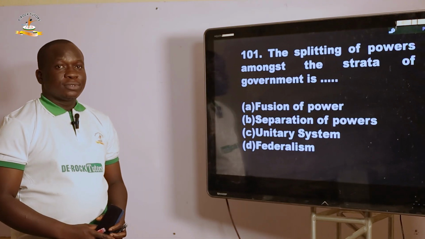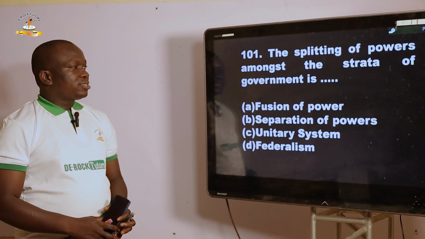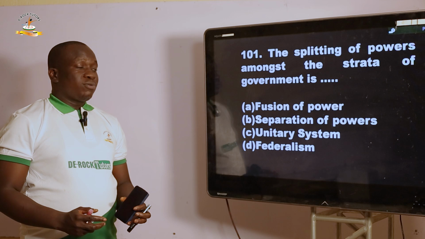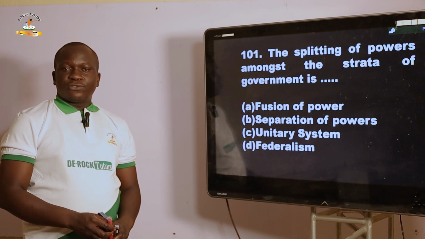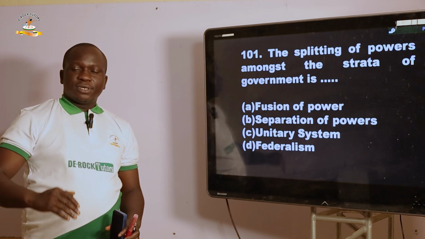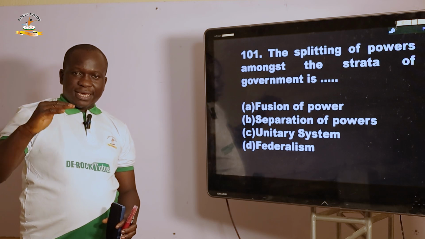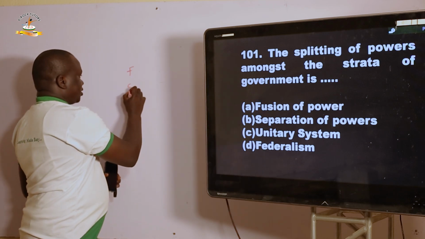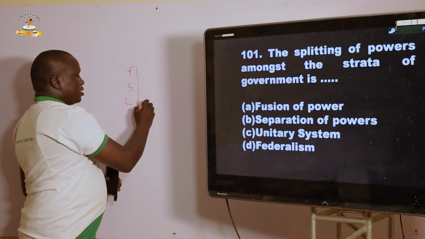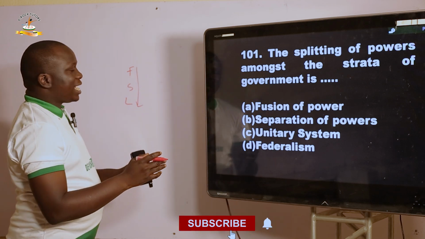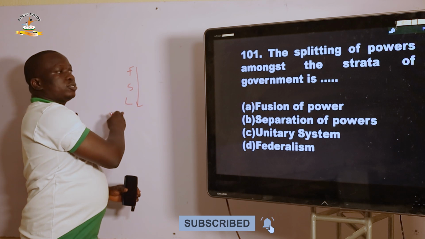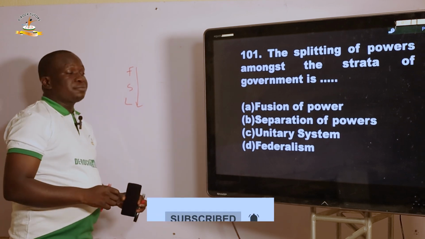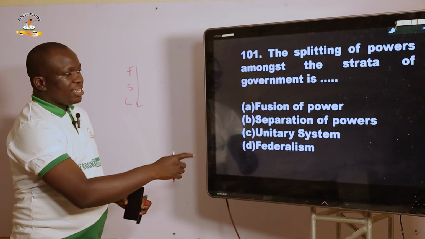Number 101. The splitting of powers amongst the strata of government: like we said earlier, strata has to do with levels, layers, and tiers of government. We have the federal, we have the state, we have the local. So, how do we split powers amongst these institutions of government? The federal is more powerful than the state, which is more powerful than the local.